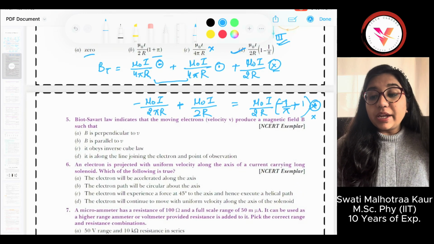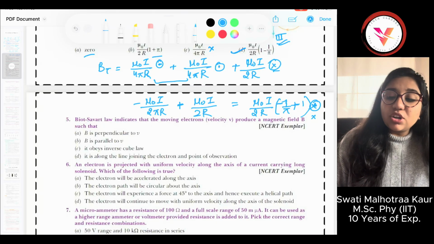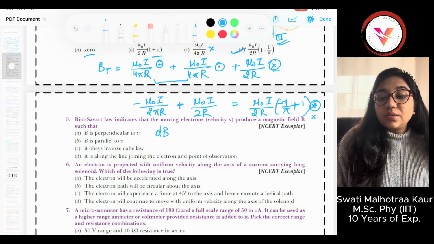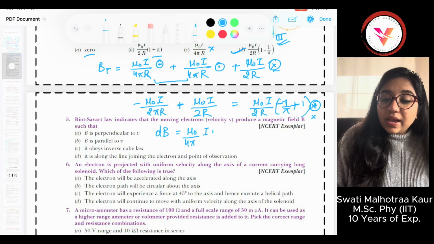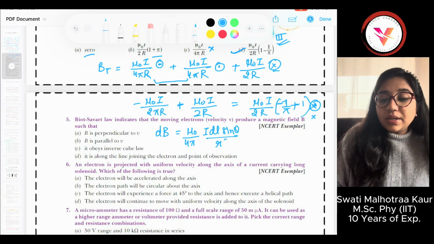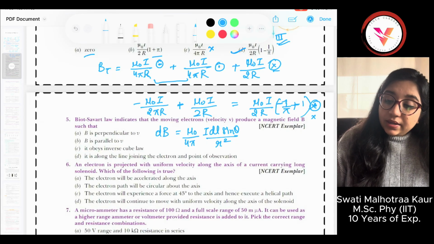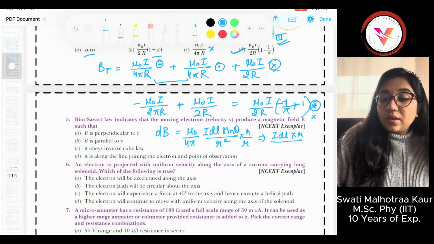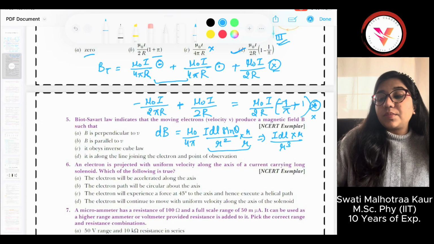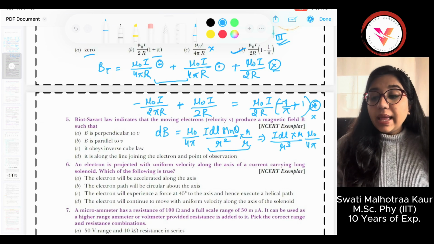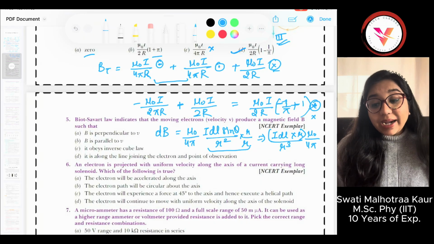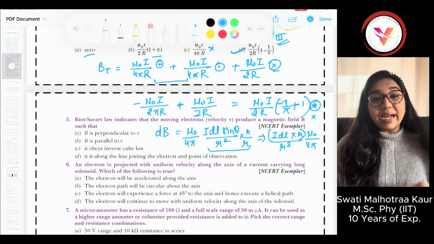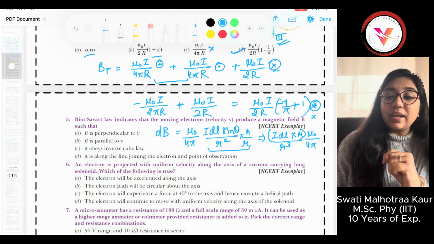Biot-Savart's law indicates that the moving electron produces a magnetic field. Yes, Biot-Savart law states that moving charge, moving electrons, produces a magnetic field, and it has a formula of mu naught upon 4 pi I dl sin theta by r square. Now here you can see that if we multiply r by r, this becomes I dl cross r by r cube, this term into mu naught by 4 pi. Now, dB is the vector product of I dl cross r. That means, as per the vector law, this dB is perpendicular to both I dl and r.